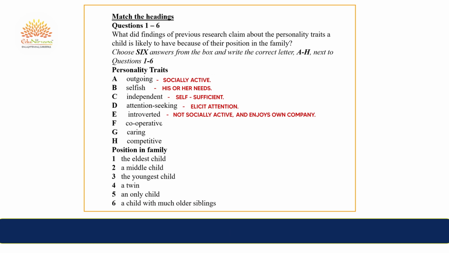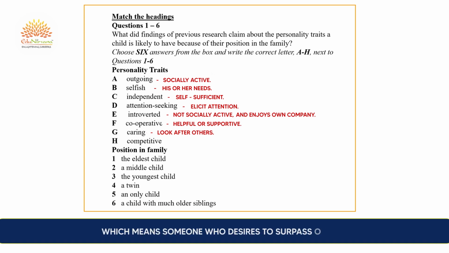Next is cooperative. A similar word for cooperative would be helpful or supportive. Then comes caring. Caring is an easy one, so we don't need a description for that. All we can say is a caring person is someone who looks after others. So here I will write looks after others. And the last one is competitive, which means someone who desires to surpass others. So I'll write surpass others.